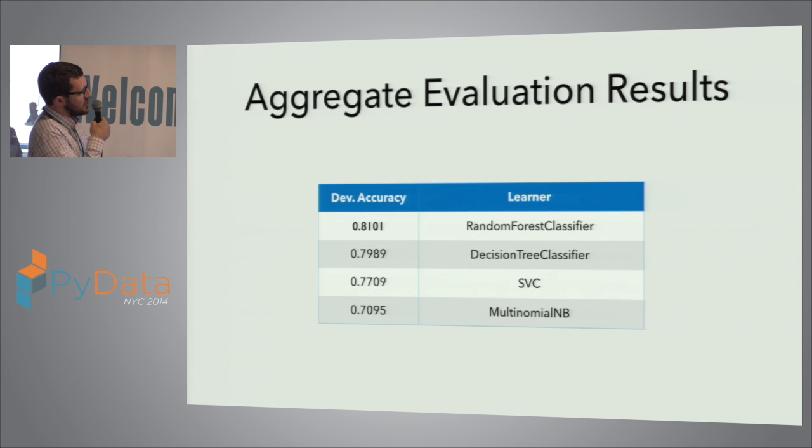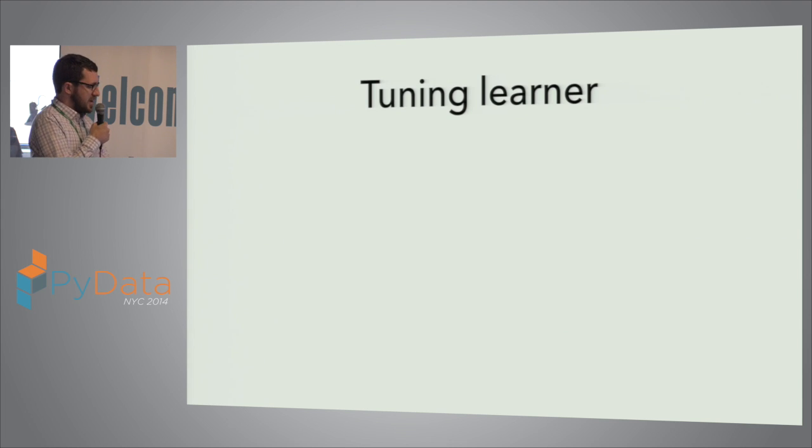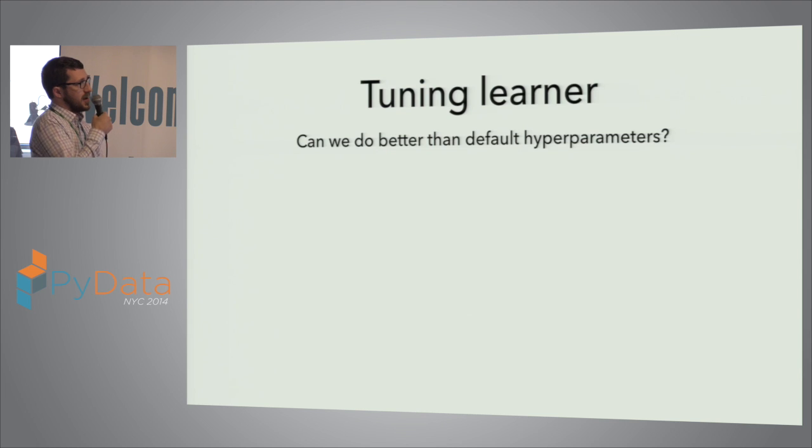And decision tree wasn't far behind, neither was SVC, but multinomial naive Bayes did about as well as we might expect that to do. So the next thing we can do is try and tune the learner. In the previous case, we were just using the default hyperparameters for all the classifiers, which might be okay, but we can probably do better. Or I guess I answered my own question: can we do better than the default hyperparameters?